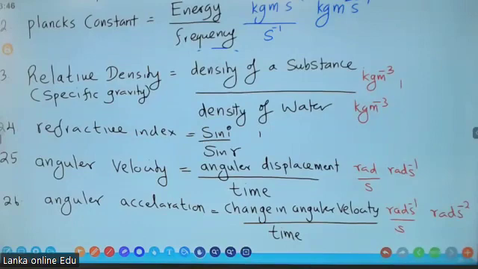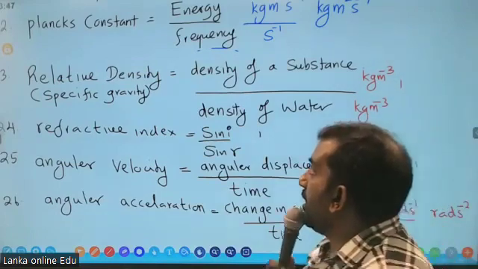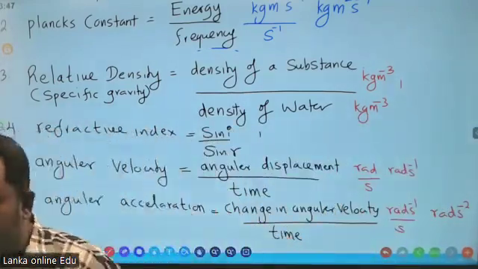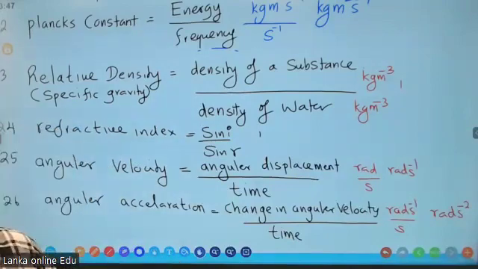Second one, work done, kinetic energy, gravitational potential energy. Short form you can write GPE also. Comma, moment of a force, or we can also call it torque.